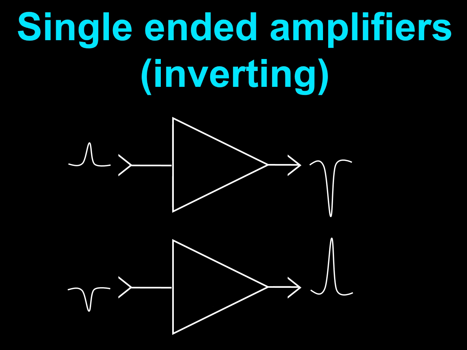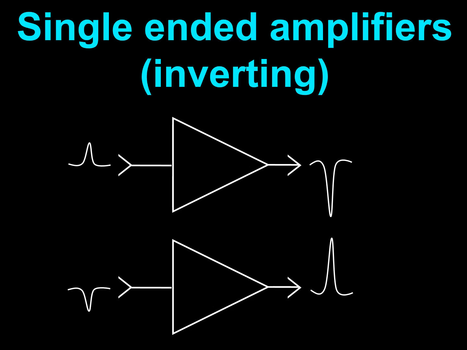Single-ended inverting amplifiers, on the other hand, invert the polarity of the signal. So, a negative signal appearing at the input of a single-ended inverting amplifier will be displayed at the output as a positive signal, whereas one appearing as a positive signal at the input of an inverting single-ended amplifier will be converted to a negative signal at the output.